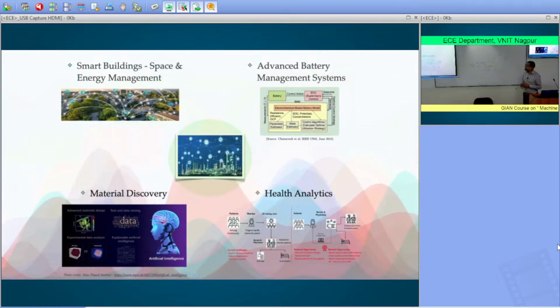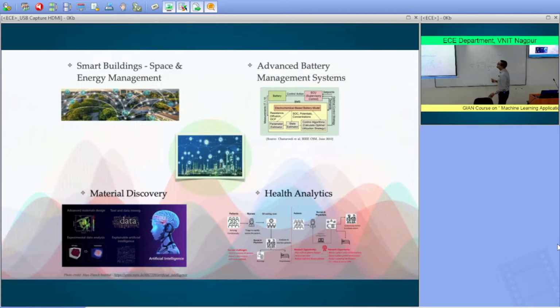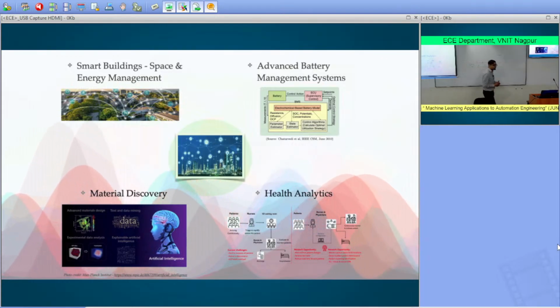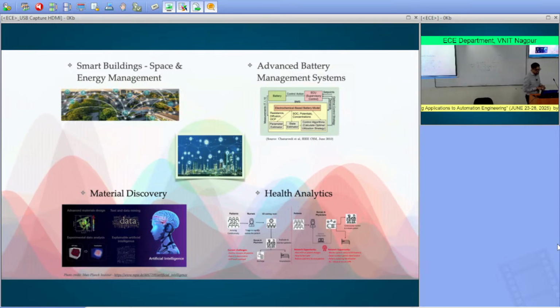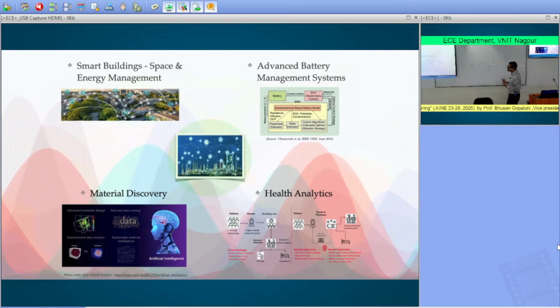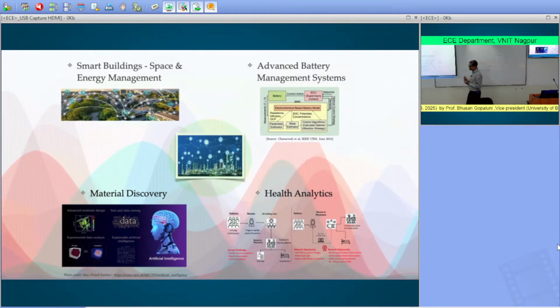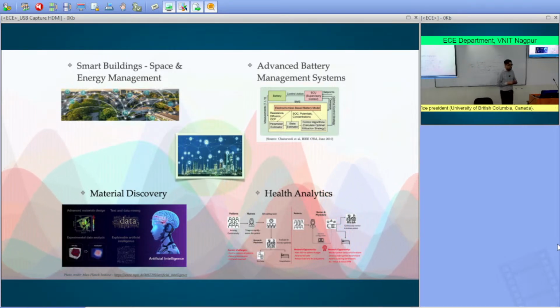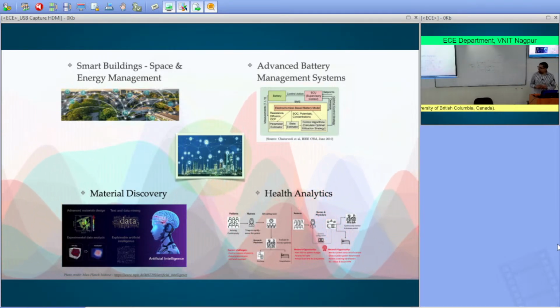We also work on smart buildings, space and energy management, advanced battery management systems. I know some of you here are interested in battery management systems. More recently, we're looking at material discovery using AI tools. The idea there is to develop new materials for carbon capture and conversion. We also work on health analytics.